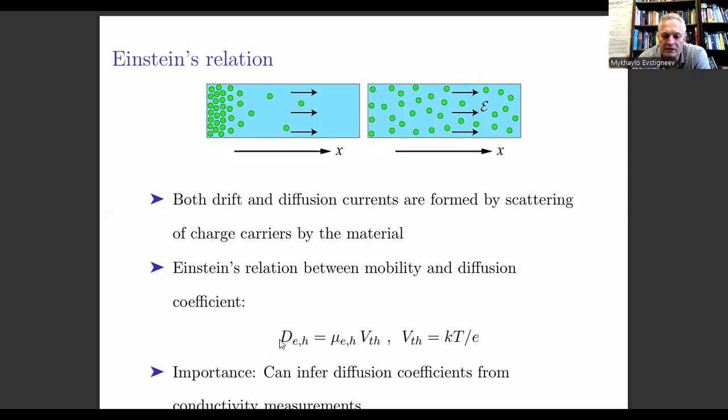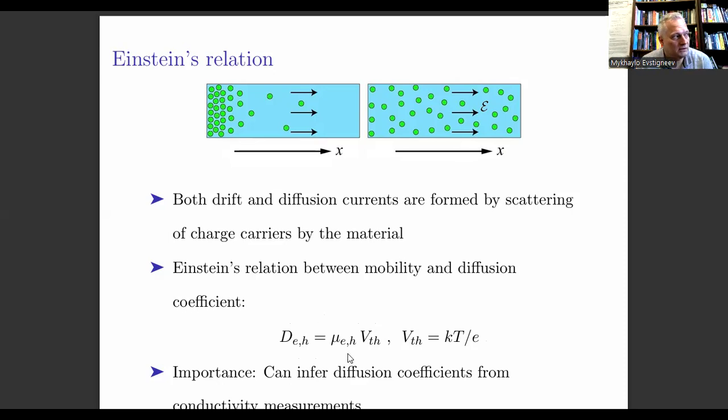It is simply that the diffusion coefficient is the product of mobility and the thermal voltage, where the thermal voltage is the ratio of the thermal energy kT to the elementary charge e. This relation is known as the Einstein relation. And its importance is that you can measure the mobility of the particle.